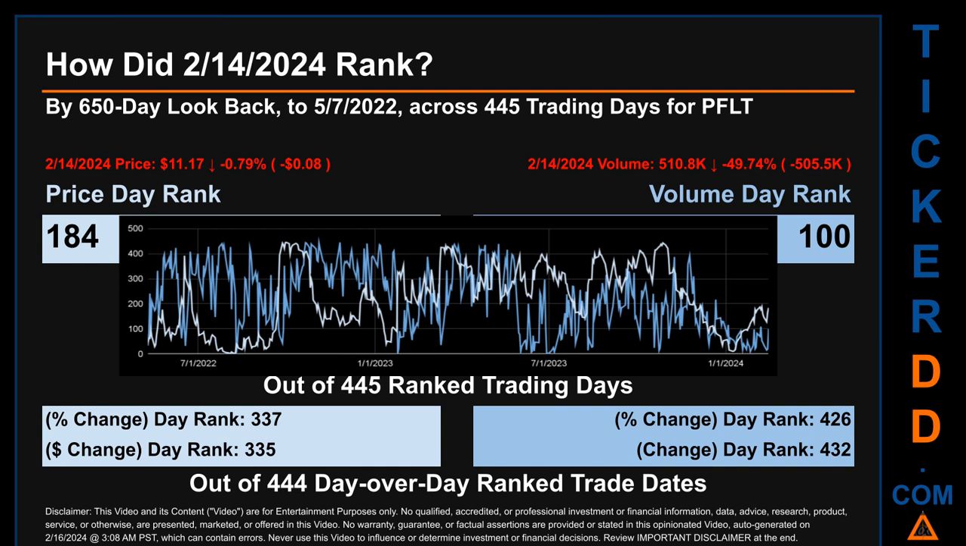The line graph overlays price and volume's daily ranking, as shown respectively in light versus dark blue, across those target days' trading days. In this view, essentially the dips are good whereas the spikes are bad. The price's day-over-day percentage change, dropping minus 0.79% on February 14, 2024, had a day rank of 337 while its dollar difference of minus 8 cents had a rank of 335 when compared day over day across 444 trading days. Volume's percentage change and difference were ranked respectively at 426 and 432.